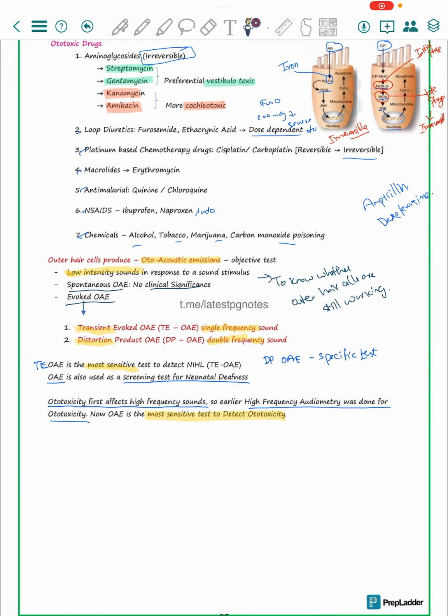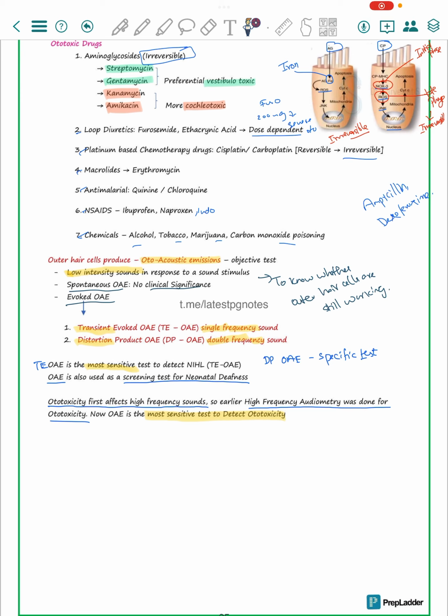Then these outer hair cells normally produce a sound known as otoacoustic emission. We can't hear this. These are very low intensity sounds produced in response to a sound stimulus. Normally there are two types of otoacoustic emission. Spontaneous otoacoustic emission occurs even in the absence of any sound stimulus. It will be there, but we can't hear that. It's of no use because we can't tell whether the patient may be hearing or not.